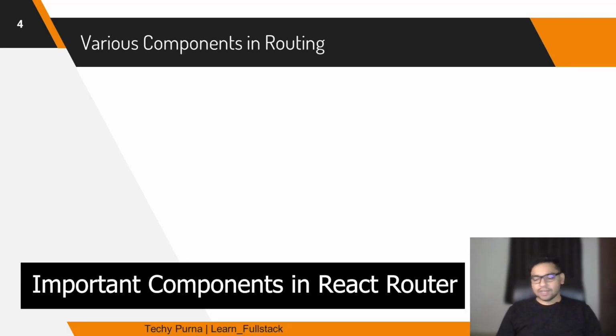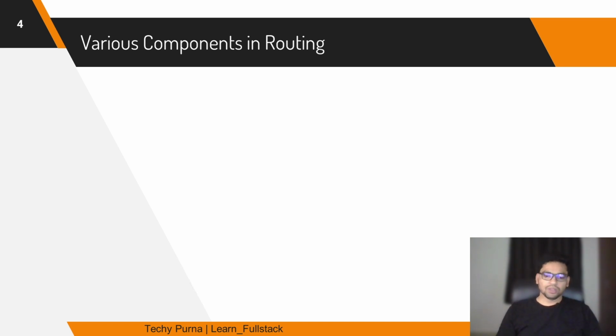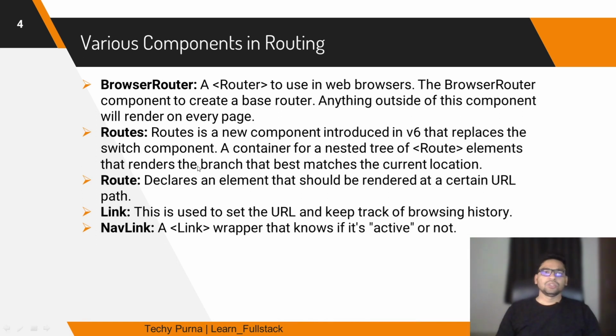So what are the various components in routing that we need to use in order to achieve routing functionality? There are a few components like BrowserRouter, Route, Link, or NavLink. These three or four components are pretty much used for routing in React. So what is BrowserRouter? It's a router to use in a web browser, and the BrowserRouter component creates a base router. Anything outside this component will render on every page.